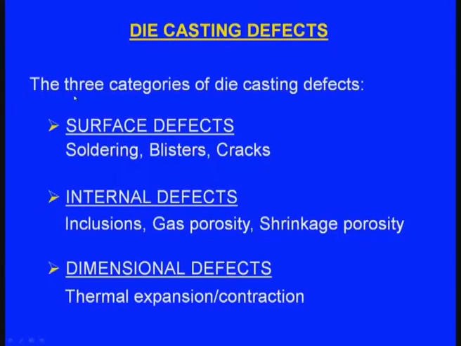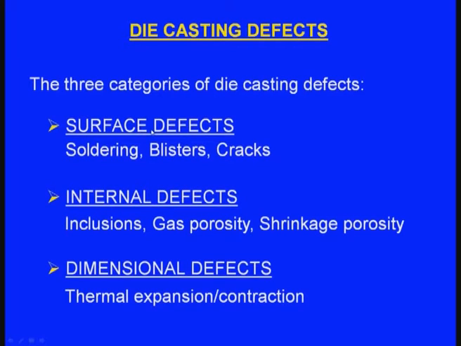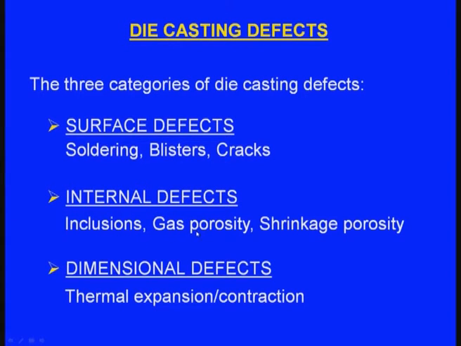Now, we will see die casting defects. What are the defects that are likely to arise in the die casting process? There are three categories of die casting defects. First category is the surface defects. Second category, internal defects. Third category, dimensional defects. Under the surface defects, we have soldering, blisters and cracks. Under the internal defects, we have inclusions, gas porosity and shrinkage porosity. Under the dimensional defects, there will be thermal expansion or contraction.